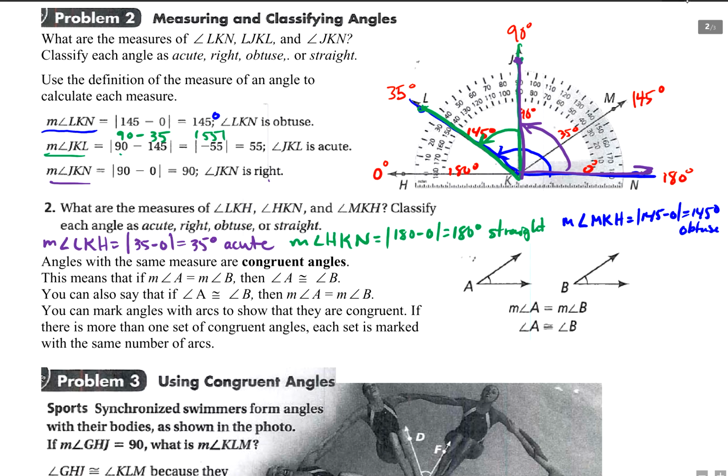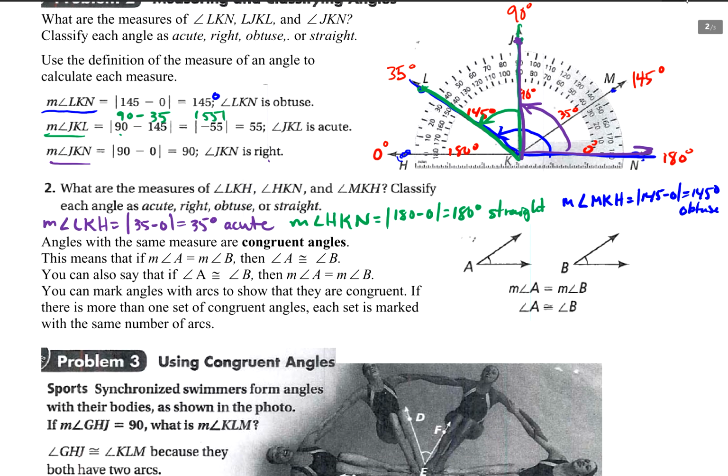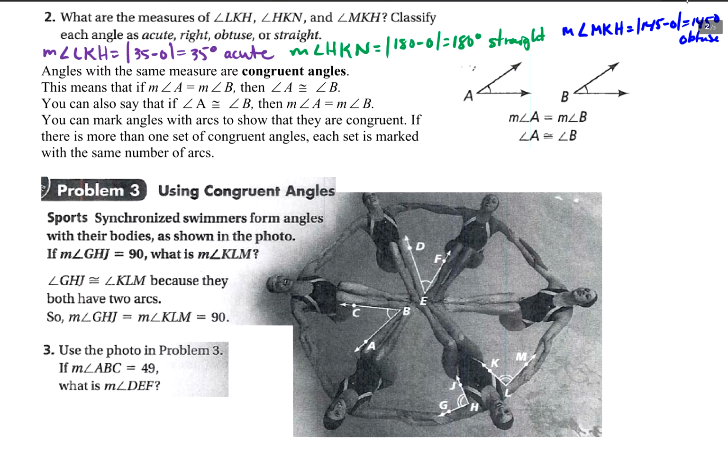All right, we just used our protractor postulate. Measure of angle LKH is 35 to 0. I found point L and point H, or you could use 180 and 145. You're still going to end up with 35 degrees and acute. HKN, H and N make our straight line there, so it's 180 minus 0 no matter which direction you go. 180 degrees is a straight angle, and MKH, M is over here, H is over here. We can do 145 minus 0 or 180 minus 35. Either way, we get 145 degrees obtuse. All right, those are pretty easy. We'll look forward to doing those problems.